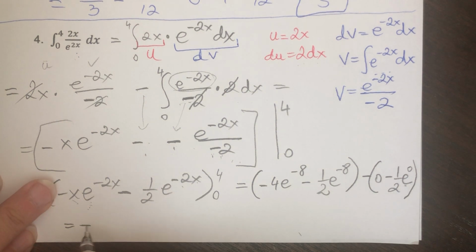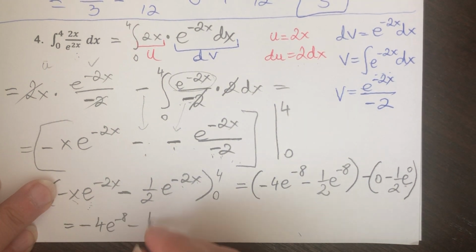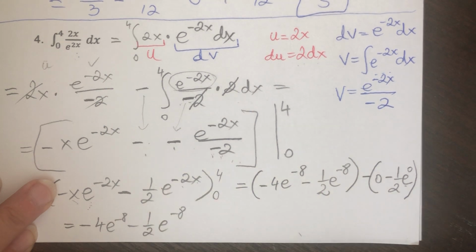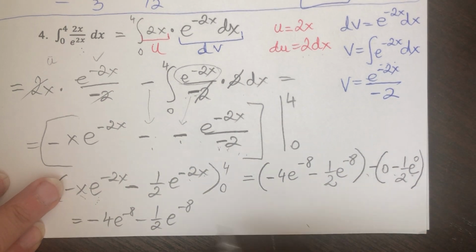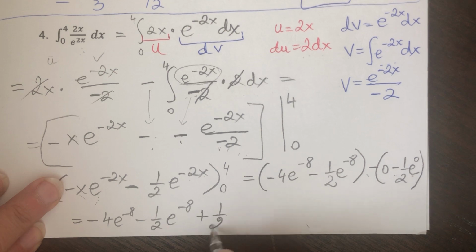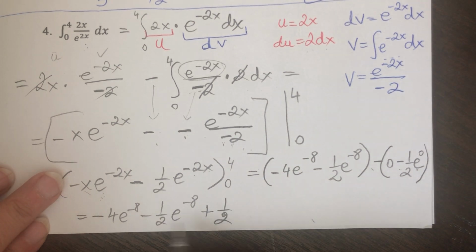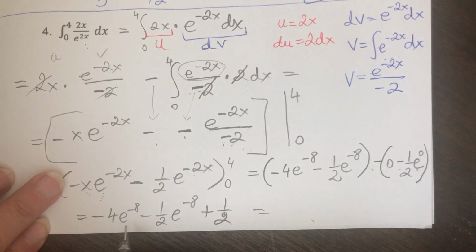I have a negative 4 e to the negative 8 minus 1/2 e to the negative 8. Minus is a plus. Again, 1/2 e to the 0 is 1/2. If you want, you can put, by the way, see how these are actually, in fact, like terms?